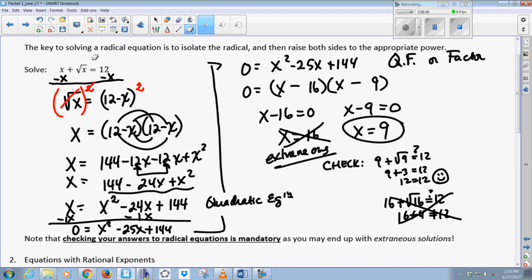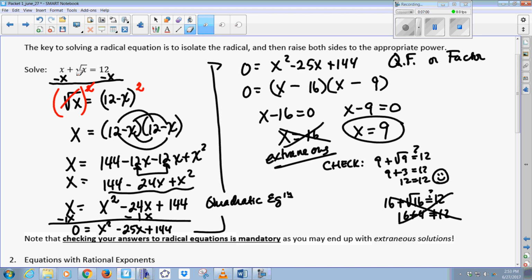And later on, when we get into functions, I will show you what this equation looks like if we were to graph it with GeoGebra compared to this equation. So you can see how this extraneous solution works for this equation, but not this one.